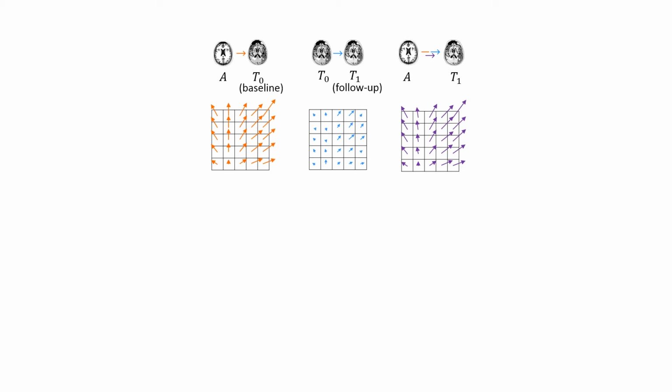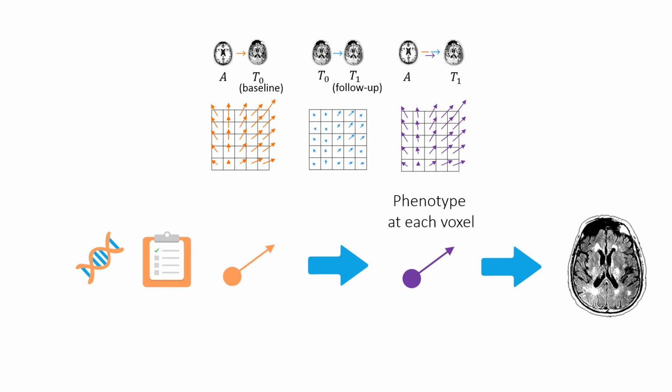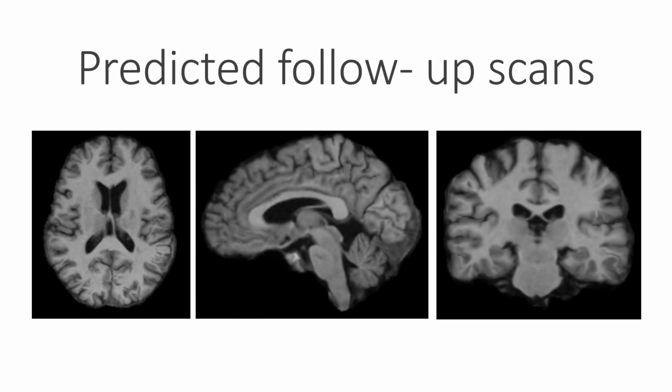Therefore, in the common atlas space, at each voxel we have these displacements that we can think of as individual phenotypes. And using our model to predict scalar numbers, we can now predict these individual displacements using external genetic and clinical information. And therefore, we can predict an entire displacement field and thus an entire follow-up image. So here is a predicted follow-up scan for a subject with non-trivial temporal changes, and the images look quite plausible.